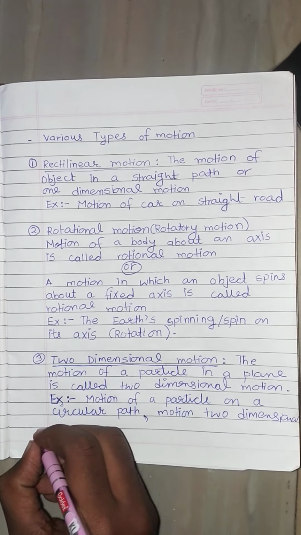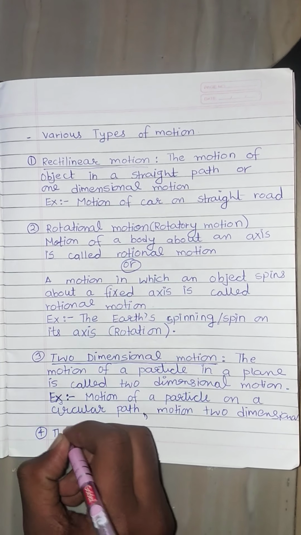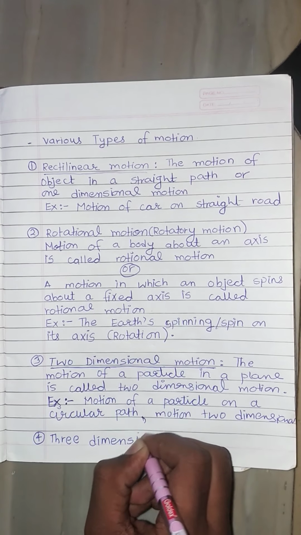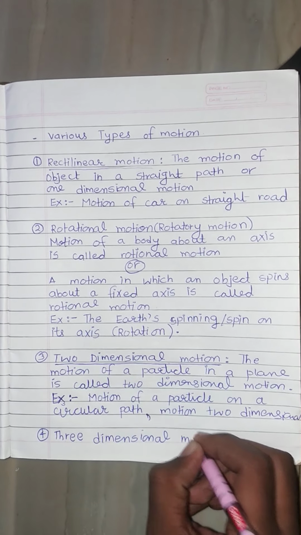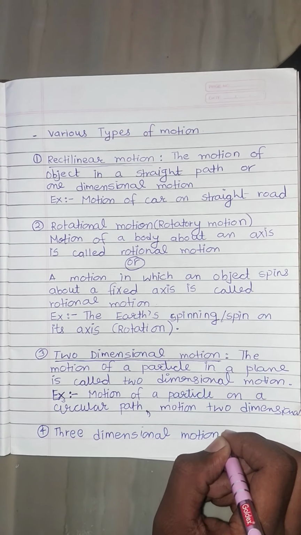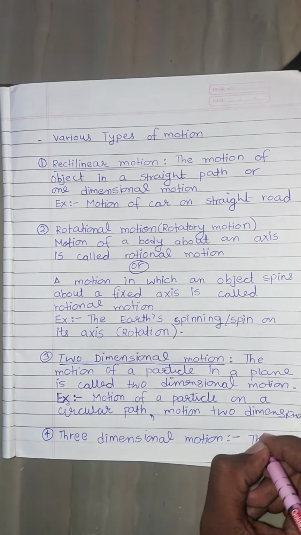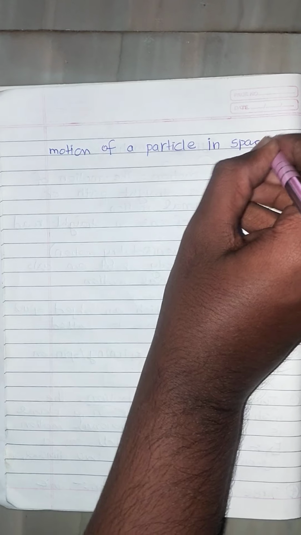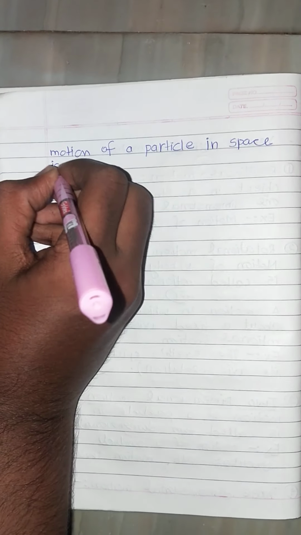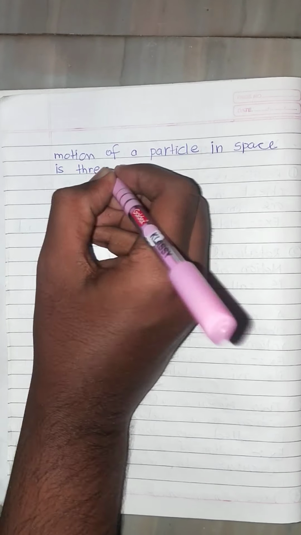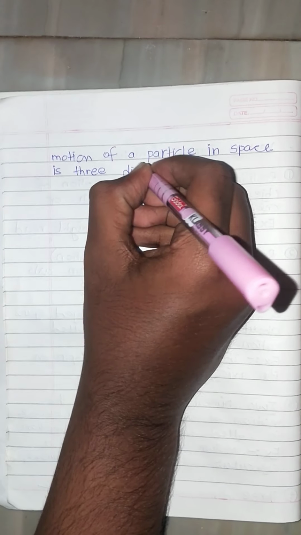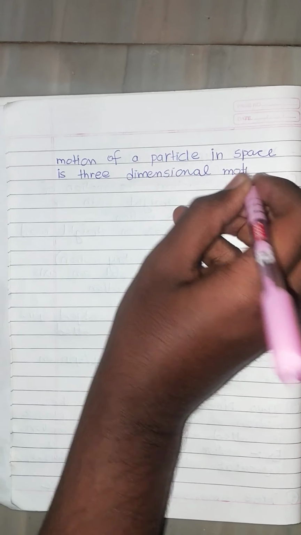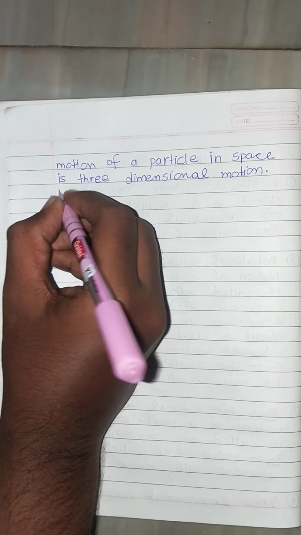The other type of motion is three-dimensional motion. Now you can guess what type of motion this would be. The motion of a particle in space is three-dimensional motion.